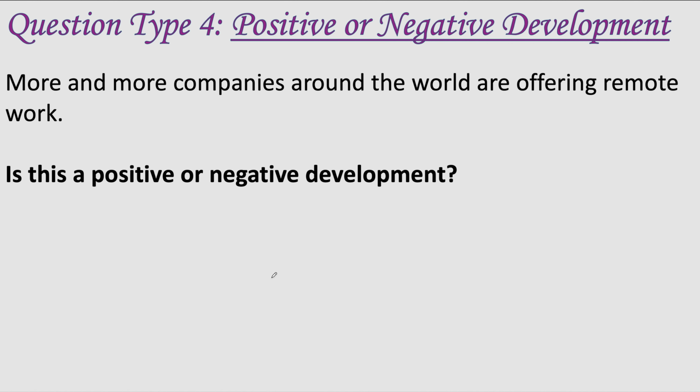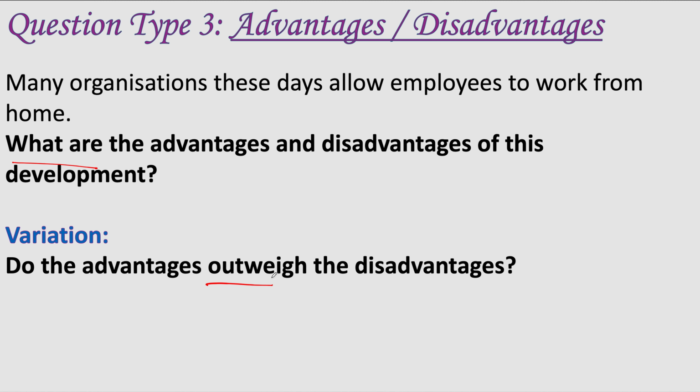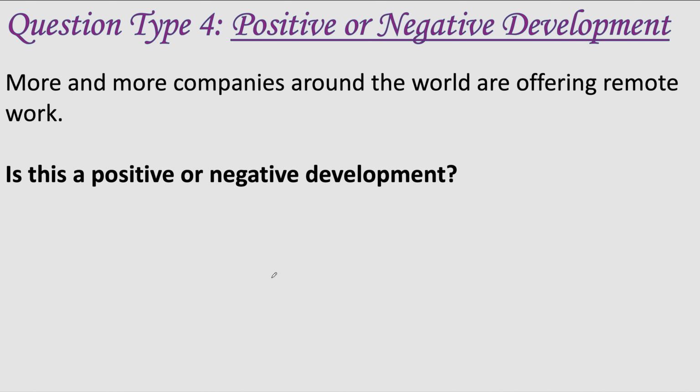The next type asks, is it a positive or negative development? This type describes a change. These questions are similar to advantages or disadvantages because you have to talk about both sides. But they are different because you must give a clear opinion.